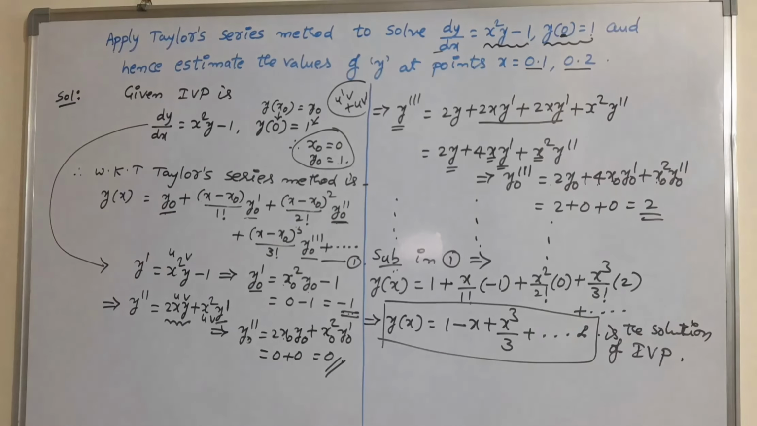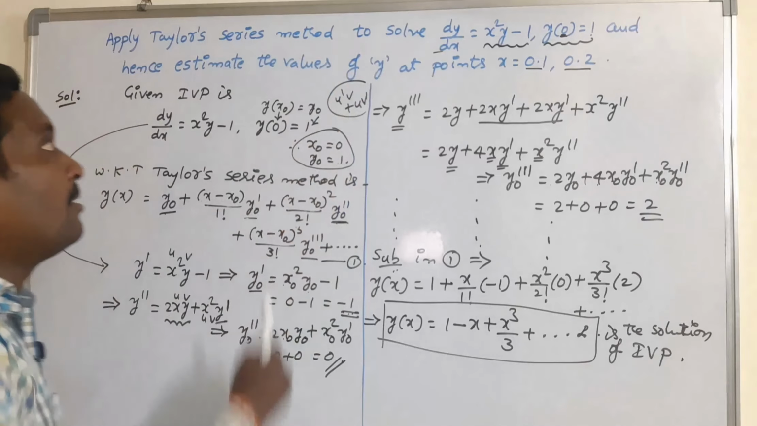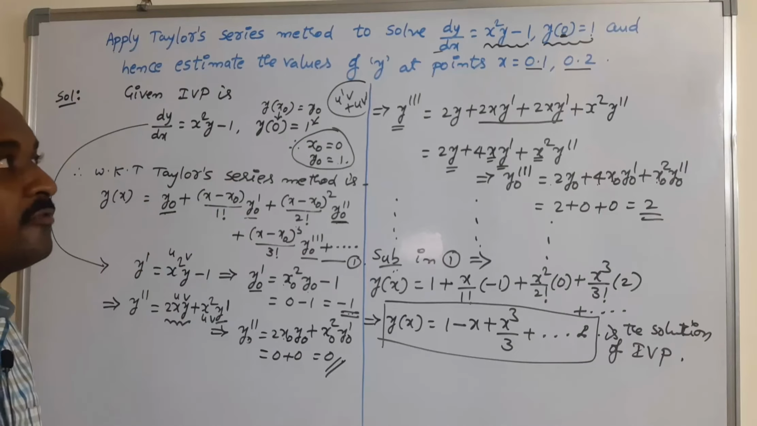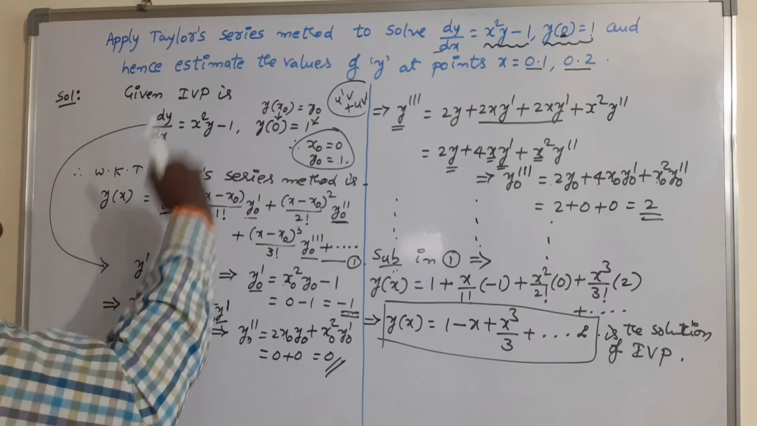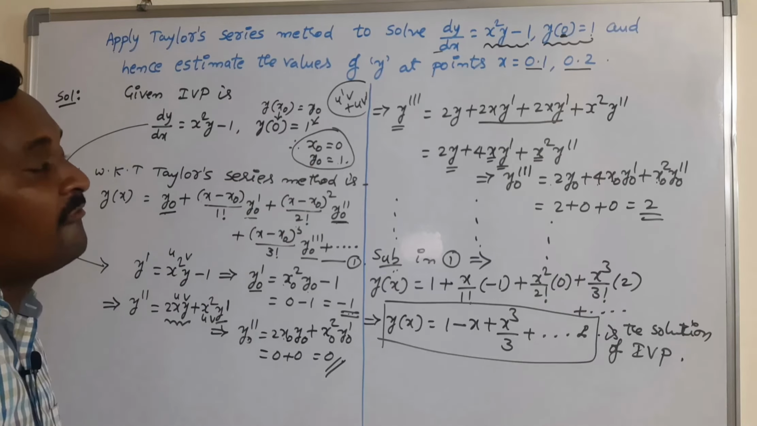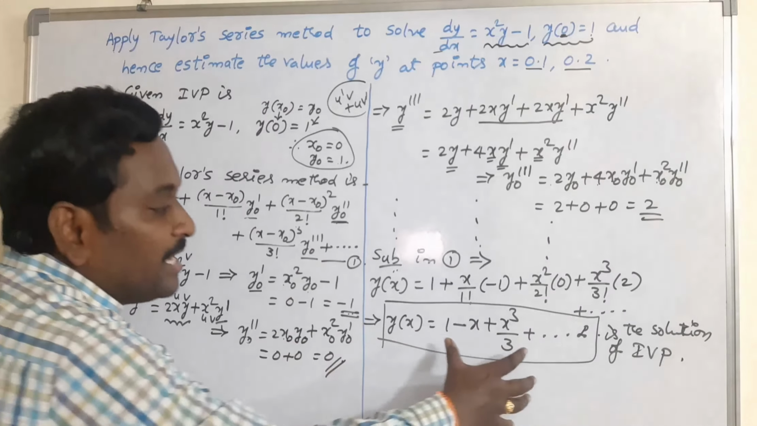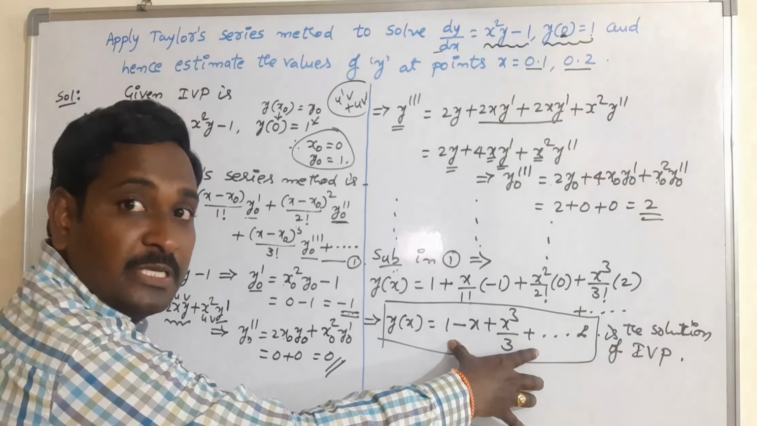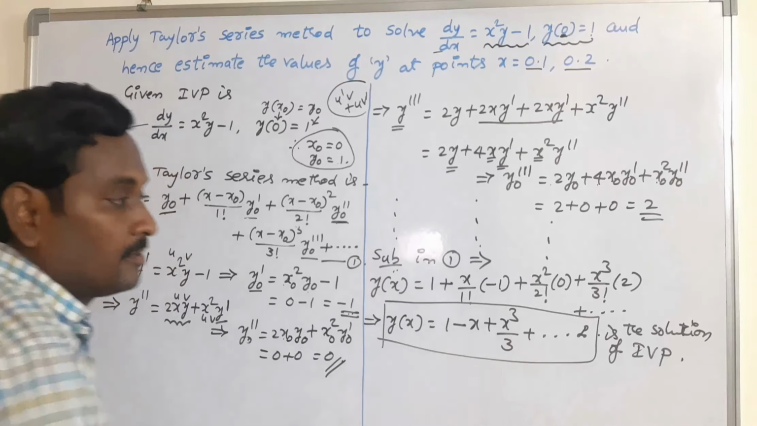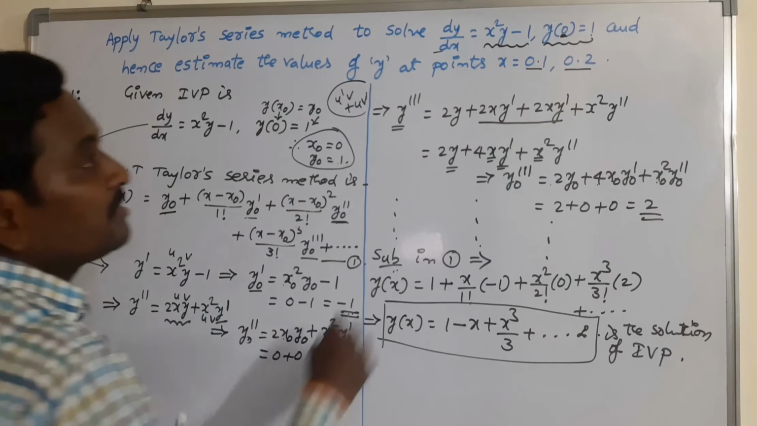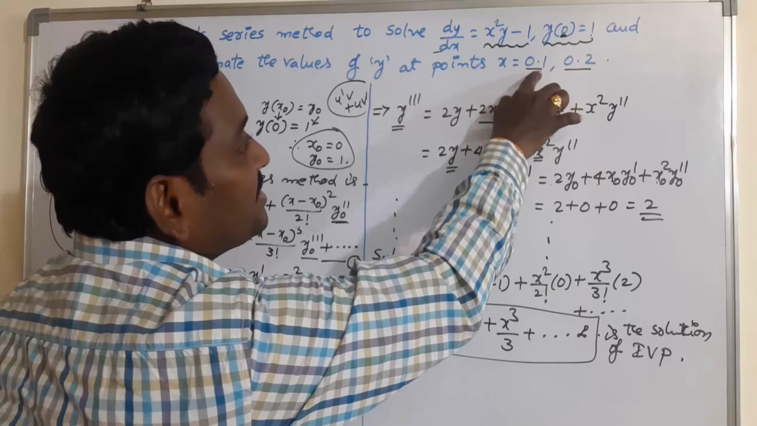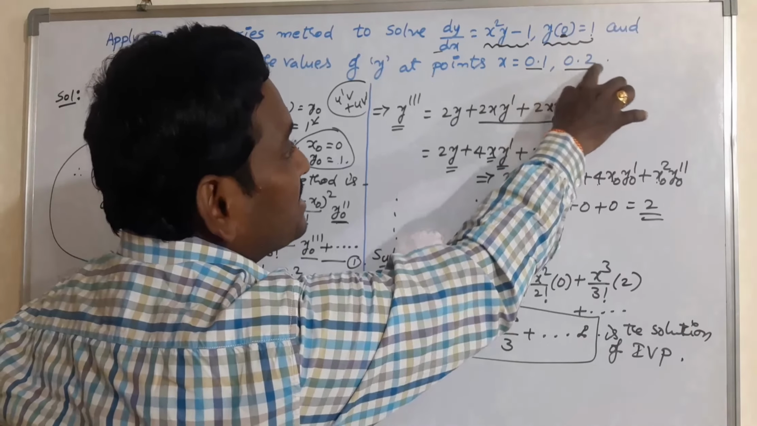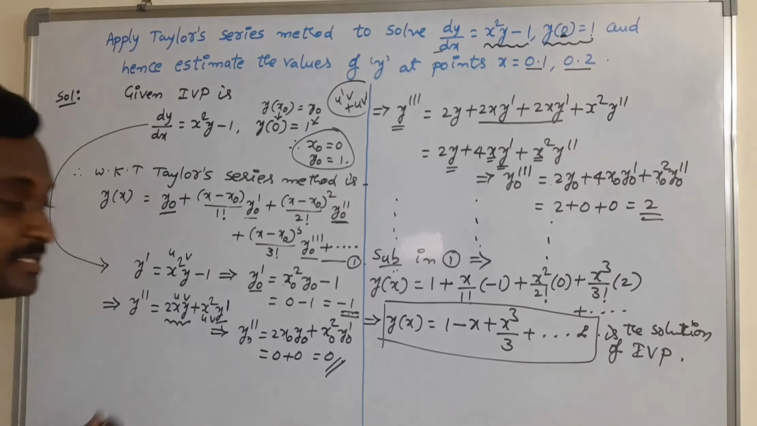Okay, in this way we can find out the solution of the given initial value problem by using the Taylor series method. Don't forget one thing, whenever we are applying the Taylor series method to a given initial value problem, its solution should be in the form of a series. Okay, it would be in the form of a series. And we have to find out the value of y at x is equal to 0.1 and the y value at x is equal to 0.2. It is also very simple.